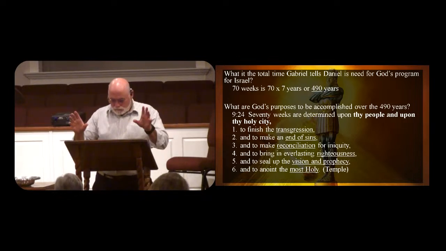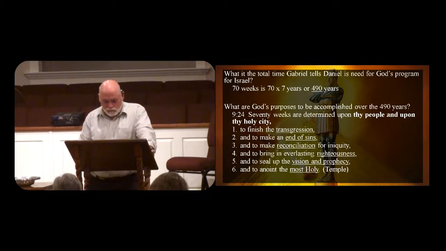So he says all these things will have to happen. And again, the temple had been destroyed, and so all these things have to be finished and brought back. So these 6 purposes started when Nehemiah got the permission to return and rebuild the wall.